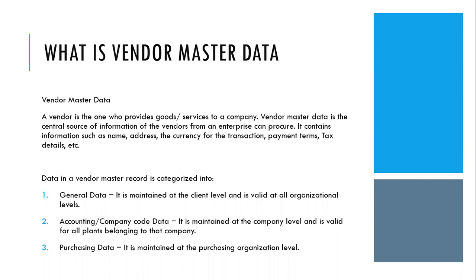Also, the vendor master data is divided into three records. We have the general data, which is created at the client level in SAP and valid for all organizational levels. We have the accounting, or what we call the company code data. It is maintained at the company code level and is valid for all plants belonging to that company. So it's company code specific. Next is purchasing data, which is maintained at the purchasing organization level, which is also tied to materials management.